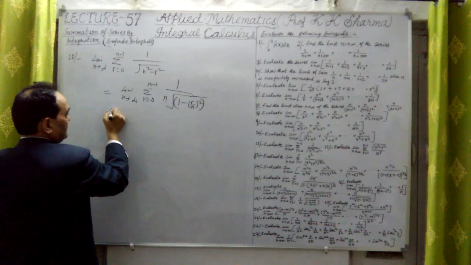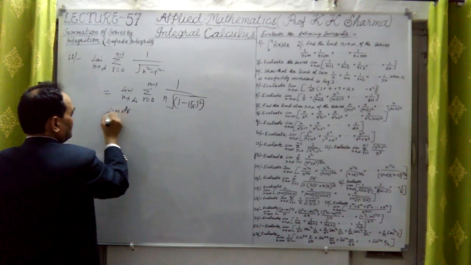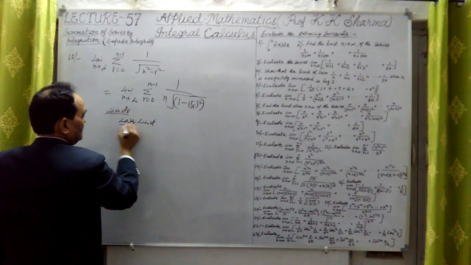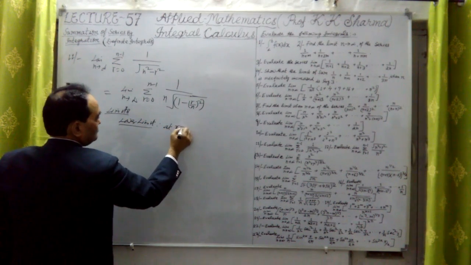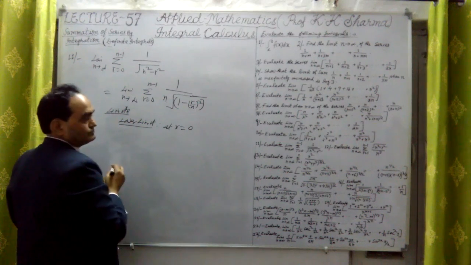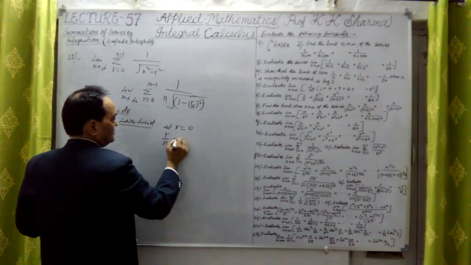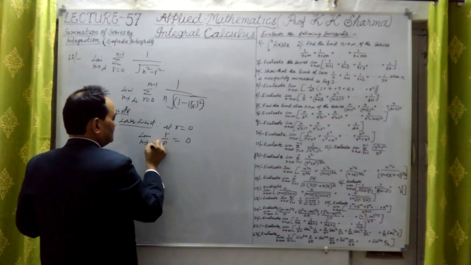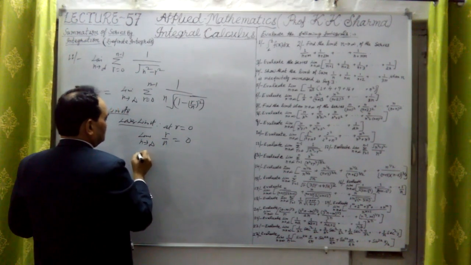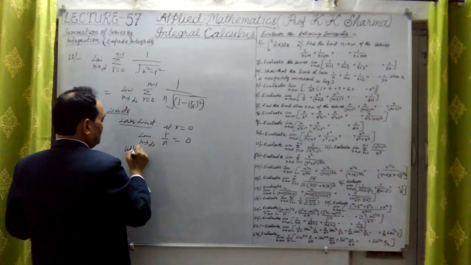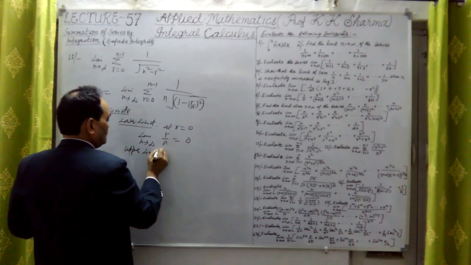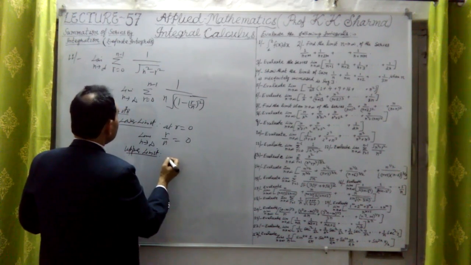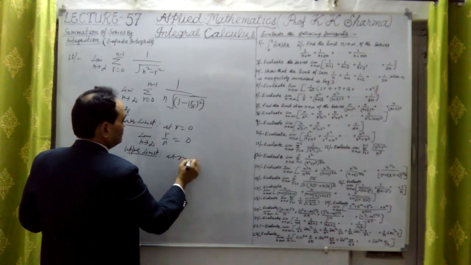So let me find out the limits. Lower limit first. Again, the lower limit at r equal to 0, so r upon n equal to 0 here, and limit n tends to infinity, then it is 0. And the upper limit, what is the upper limit here? Upper limit at r is equal to n.